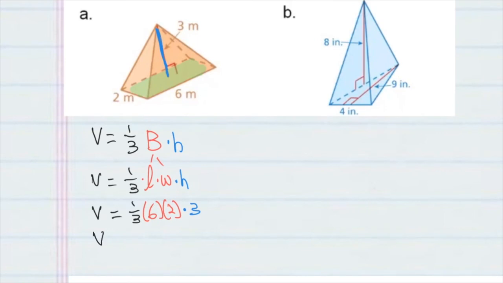When I multiply all those together, 1/3 times 6 is 2. 2 times 2 is 4. And 4 times 3 is 12. So this is 12. And then we've got meters cubed because of the 3 meters that we're multiplying together.